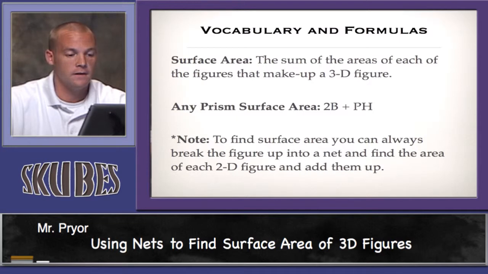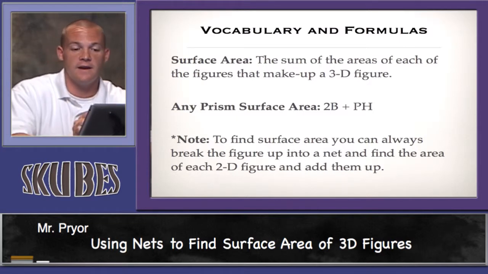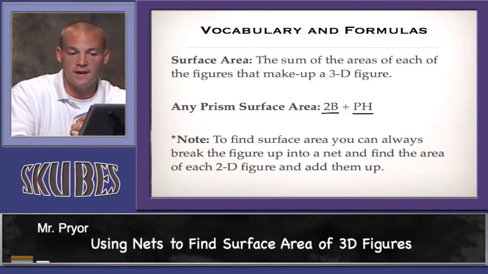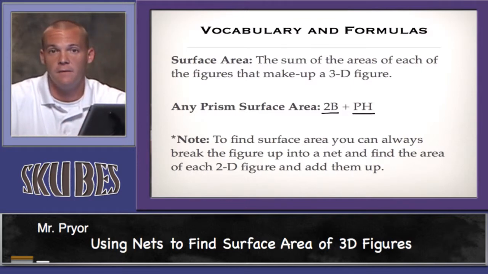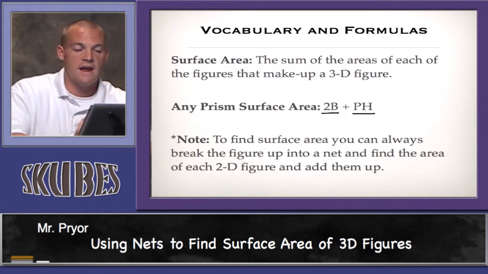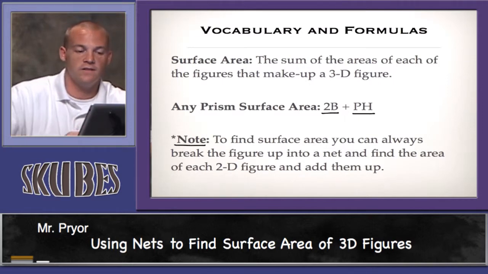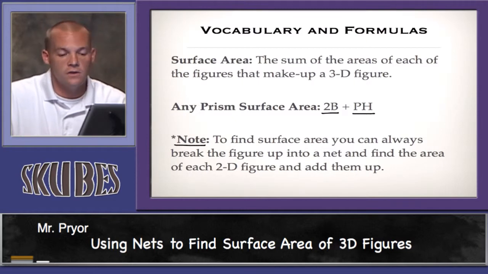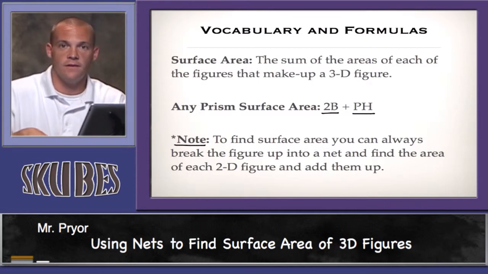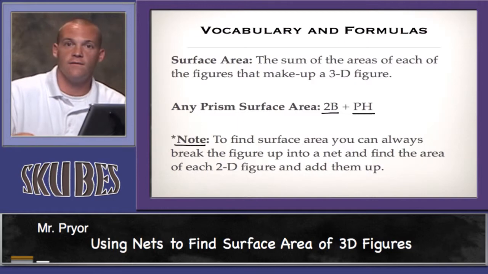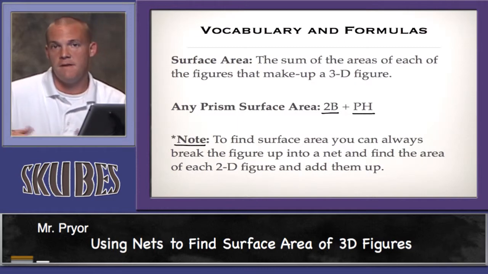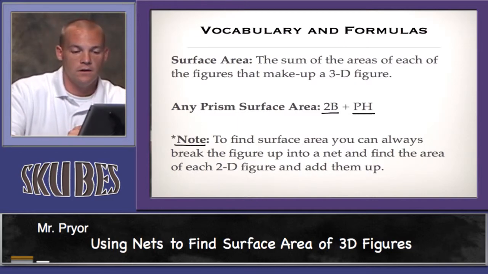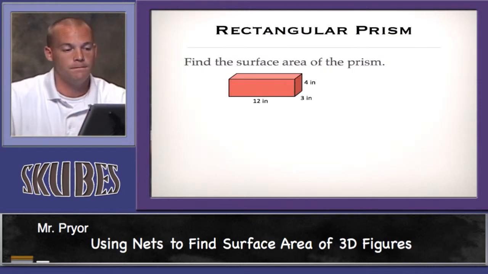Any prism surface area can be defined as 2 times the base plus the perimeter of the base times height, and we'll talk a little bit more about that once we get into some examples. Down here at the bottom you have a note that just simply says if you remember how to break up a shape into its net, you can also use a net to help you find the surface area of a figure, because you can go and find all the areas of the shapes that make up that particular figure. We'll see some of those in just a moment.